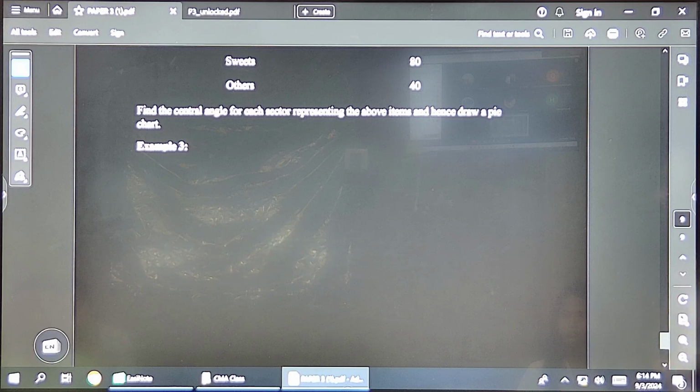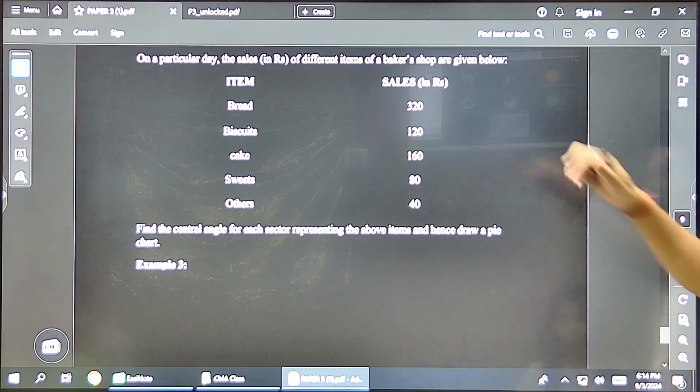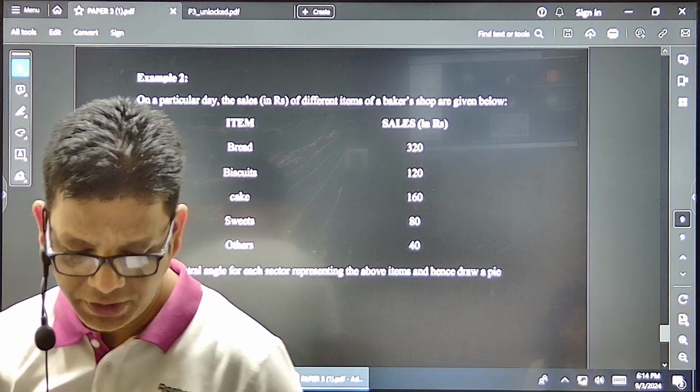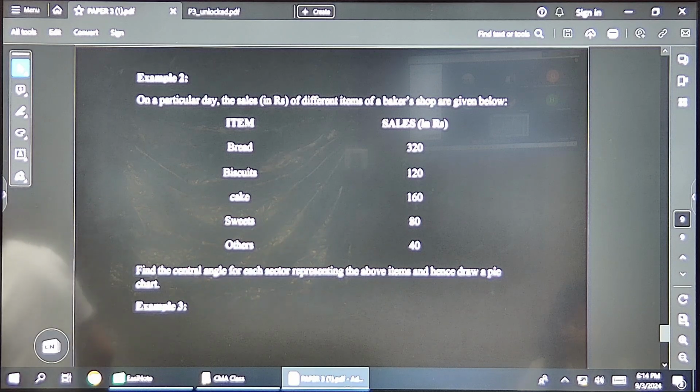I'm going to do it, and this will be the last question for today. We'll make this table once again. Everybody, write the question first. We'll make the central angles, and I'll explain how a pie chart can be drawn. Is it okay? Those who are online, can you all hear me? Write the question.